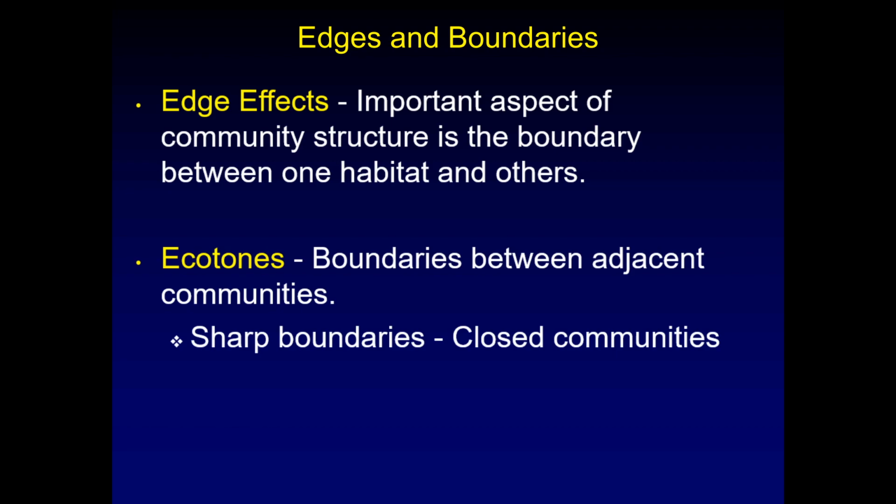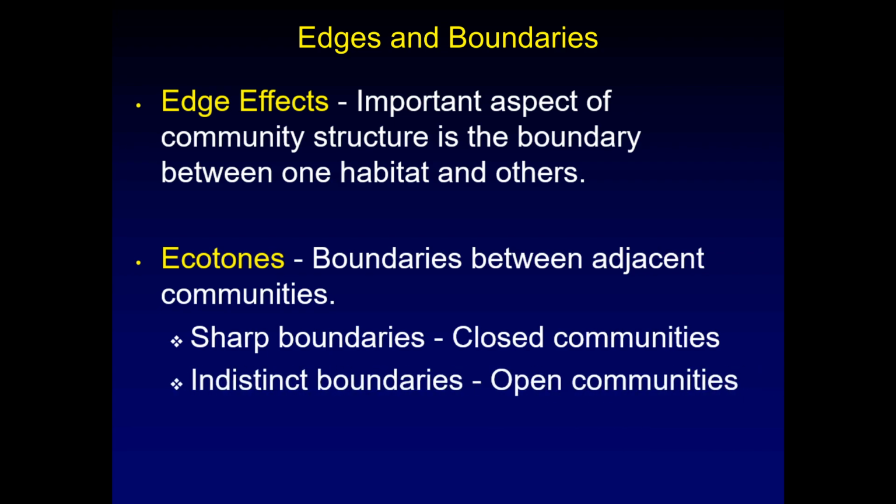So sharp boundaries tend to happen a lot more in closed communities. You tend to see this a lot with forests, where you just kind of have an edge, and then you kind of have these edge species that it's very small, maybe a meter to 2 meters, and then you're in a grassland, or you're in a wetland. You see it a lot with riparian habitats. Compared to indistinct boundaries, this is more with open communities, where they kind of blend into each other a little bit.